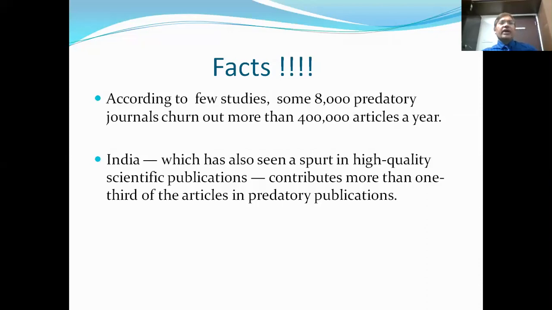These are some of the facts: according to a few studies, there are some 8,000 predatory journals that churn out more than 4 lakh articles a year. It might be more; these are just estimates, according to a few studies. In India also, there are people encouraging publication in these predatory journals, and it contributes more than 1/3 of the articles. That is a very important thing you have to focus upon.